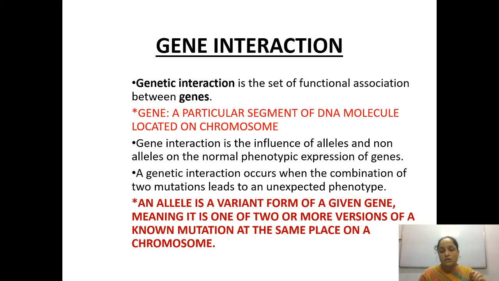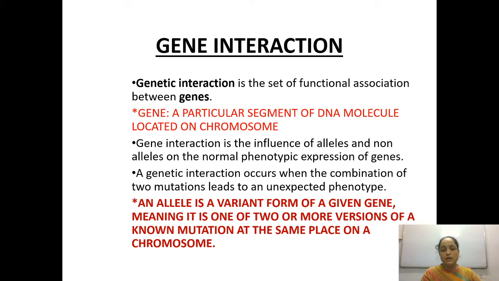Now the important term to be in the picture is allele. What is allele? Let's understand it first. An allele is a variant form of a given gene. Whatever the gene is in the picture, if there is any change from that particular character, then it means that gene is having a particular allele, and the number of alleles may vary: 2, 3, 4, or it may be multiple alleles also.